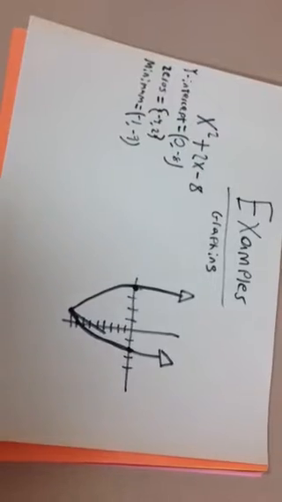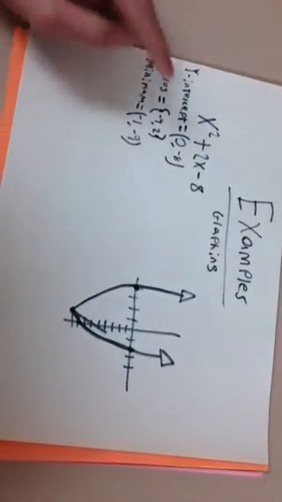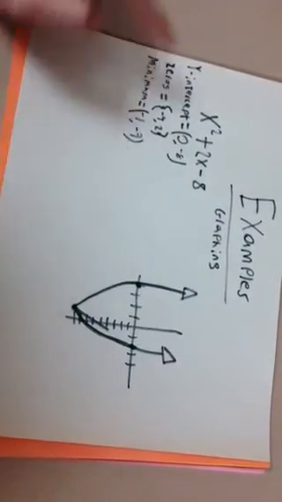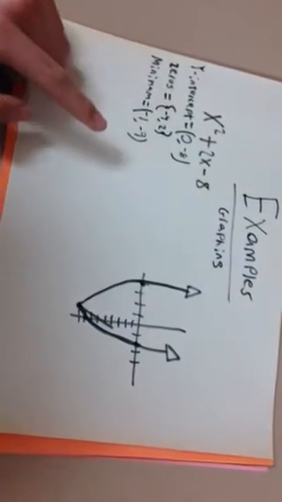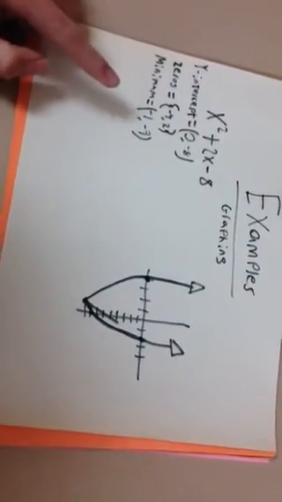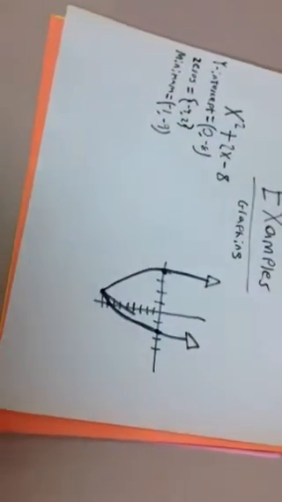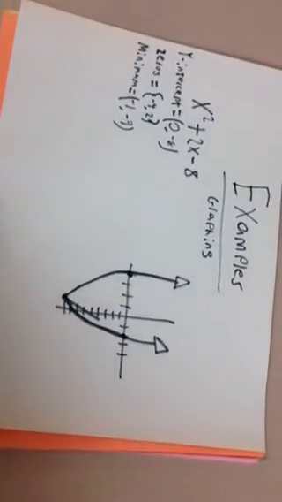Examples for graphing. So as you can see, this is x squared plus 2x minus 8. So the y-intercept is (0, -8). The zeros are -4 and 2, and the minimum is (-1, -9). This is a parabola here.